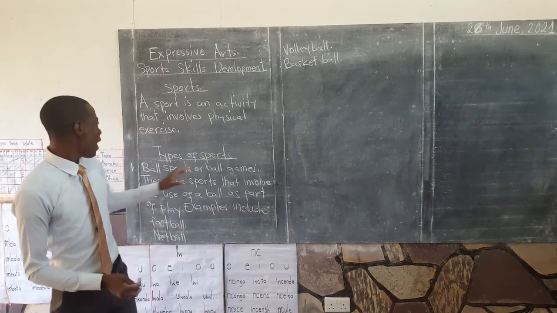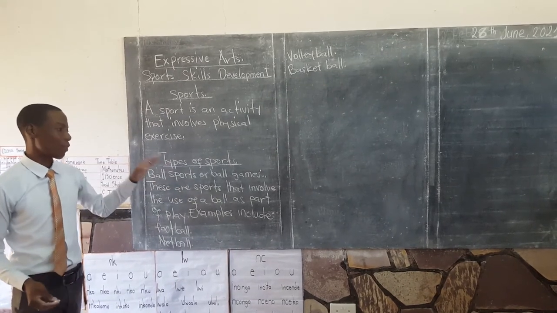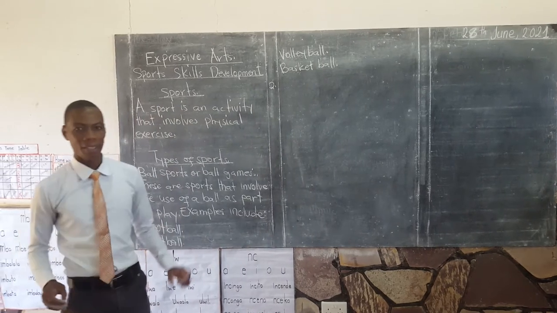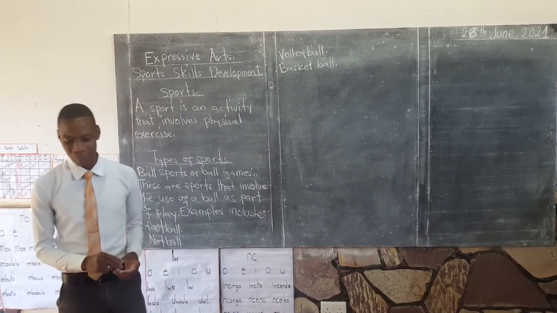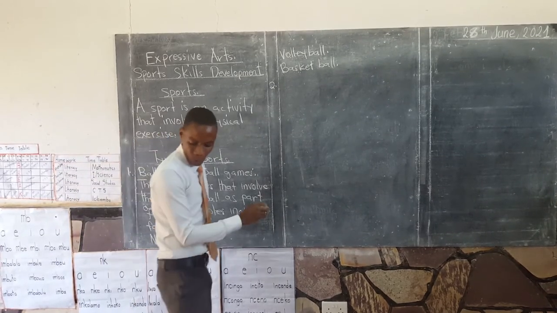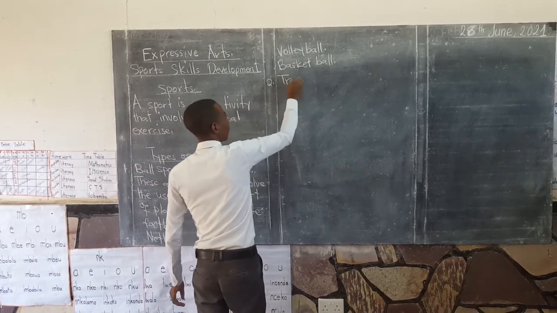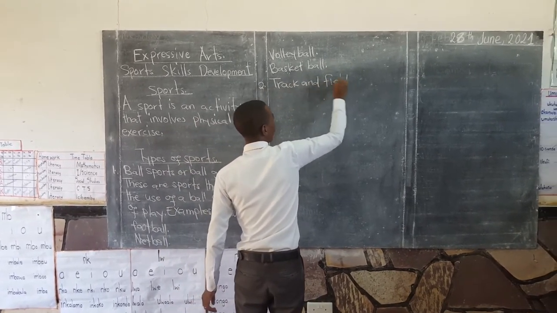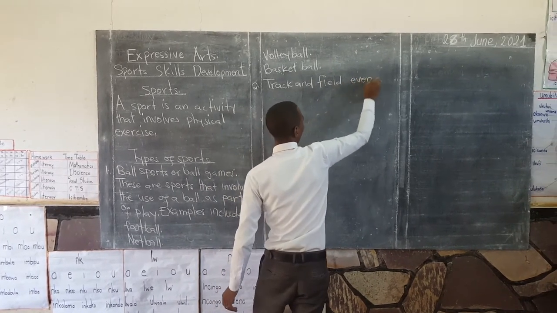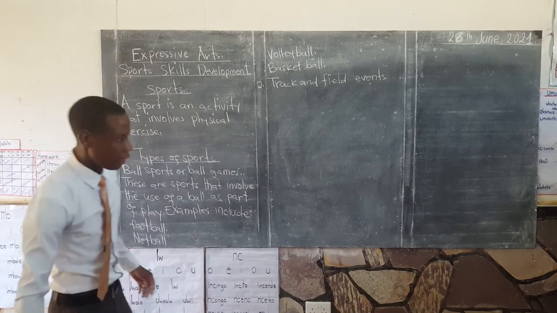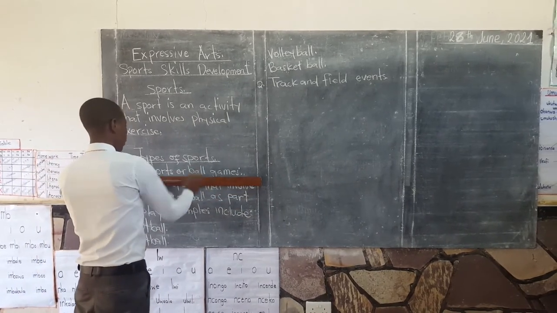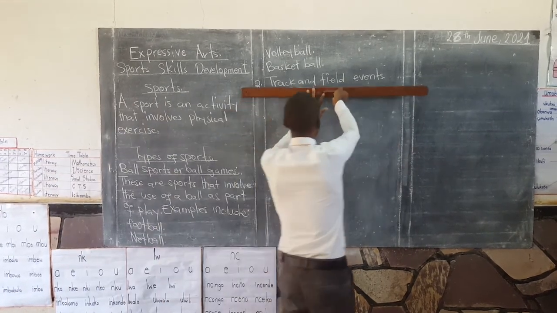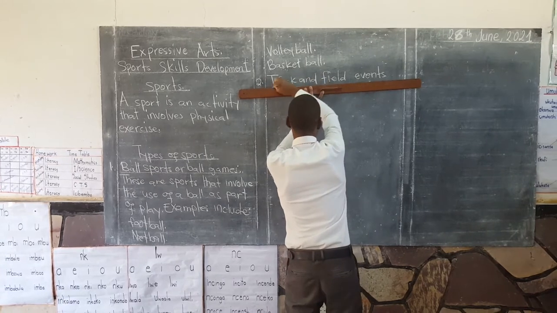Apart from ball sports or ball games, another type, what do you think is the other type? I know you can guess right. The other type is what we call track and field events. This is another type of sports. The track and field events are other examples of sports or other types of sports.